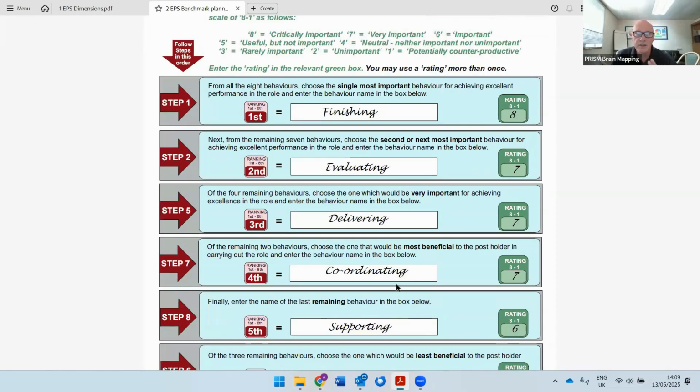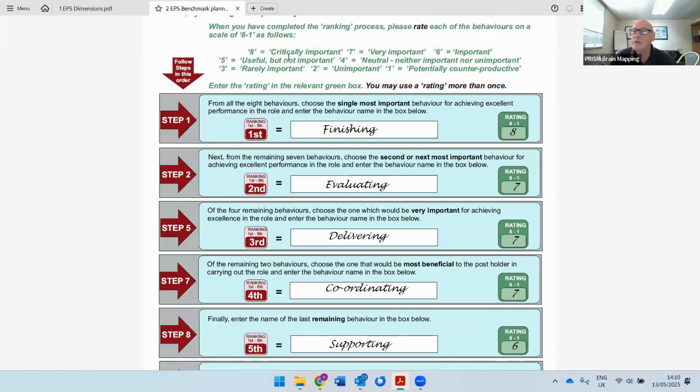What we're now doing is rating them. And you can see the rating scale up here on the top. So 8, critically important, all the way down to number 1, potentially counterproductive. So finishing and evaluating, you would expect to see a rating that's fairly high, 8 or 7, because obviously they're your top 2. And you can see I've rated finishing 8, evaluating 7, and then delivering 7 and coordinating 7 as well. So just rated them all the way down. And that's as simple as it gets.